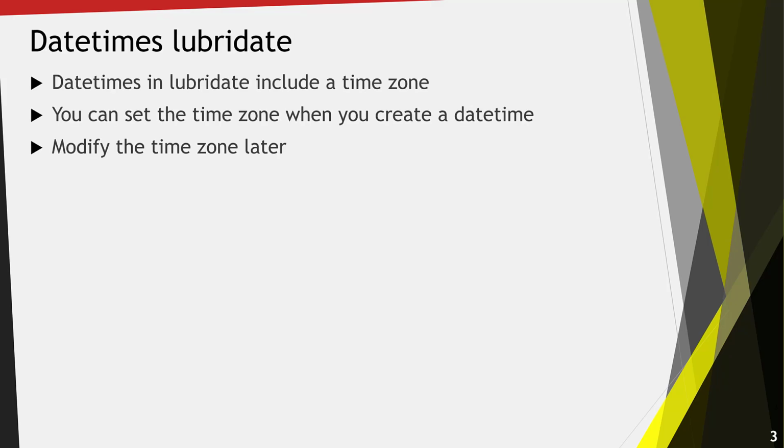Remember that datetimes in Lubridate include time zone information. You can set the time zone when you create a datetime. You can also modify the time zone later. So how exactly do we do this in Lubridate?